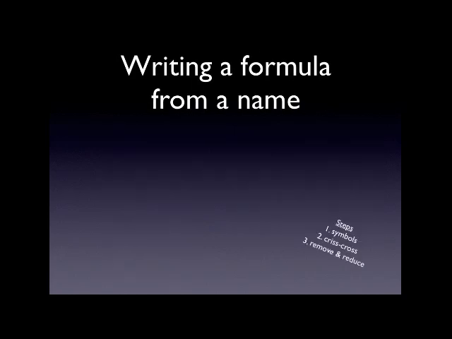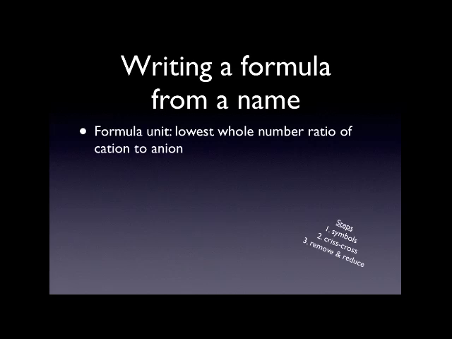We're going to write formulas from names, and there's some steps to that. When you write the formula of an ionic compound, you write it out as the formula unit, and really that's just a term you need to know. It's the lowest whole number ratio of cation to anion. Focus on that word ratio. That's all we're trying to find, a ratio of the ions. Why are we looking for a ratio? Because we're trying to get the charges to cancel each other out and equal 0.